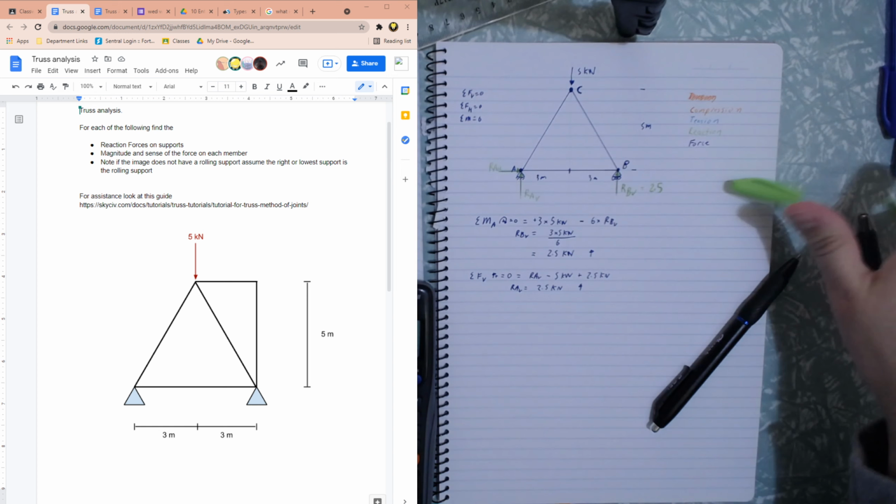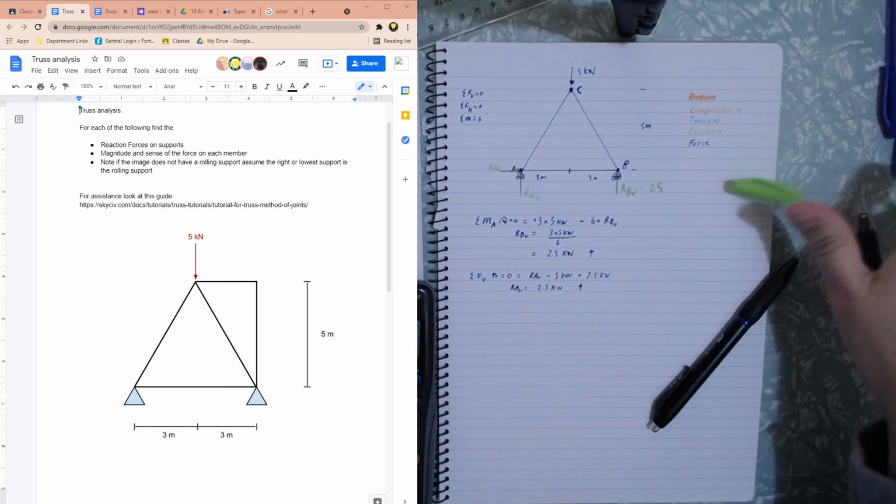Also, we know that whenever we have an external force or a support, they have to be applied to nodes. And if we check our scenario over here, this checks out. We have a vertical external force over here, which is connected at node C. So that is correct. We have our two supports, one at node A and the other at node B.